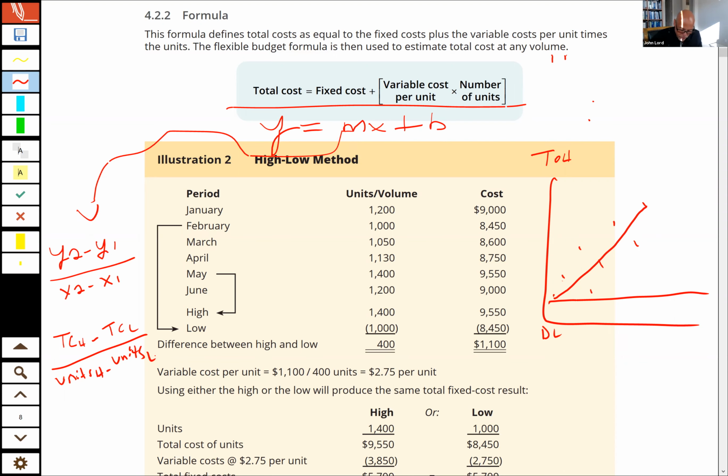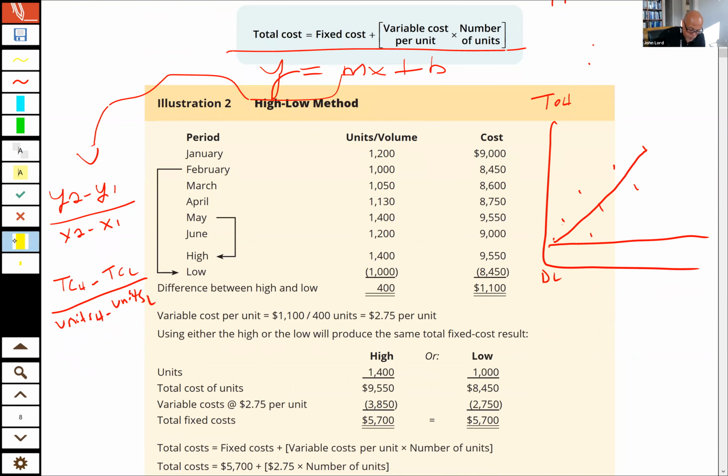So when you look at this example, they tell us that the high month here is May, and the low month here is 8450. It would have been nice if they would have labeled the months, but that would have been too easy. I was looking for the wrong number. And notice the units happen to correspond to that.